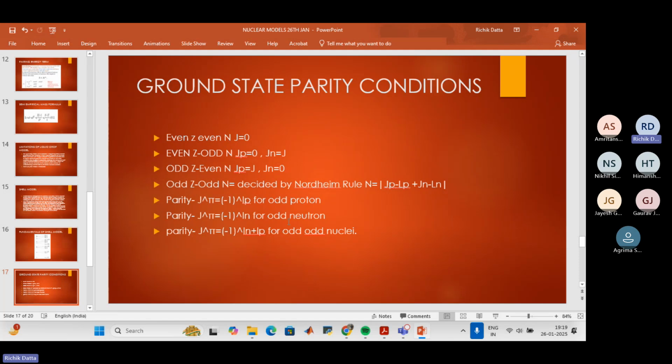And for odd neutron, the same procedure will follow. For odd nuclei, because there are many isotopes, we will get an odd number of protons and an odd number of neutrons, so we will just add their parity. We will find the shell configuration, and then we will get the L values, and we just sum them up as the power of minus 1, and we will get the parity of the nucleus.